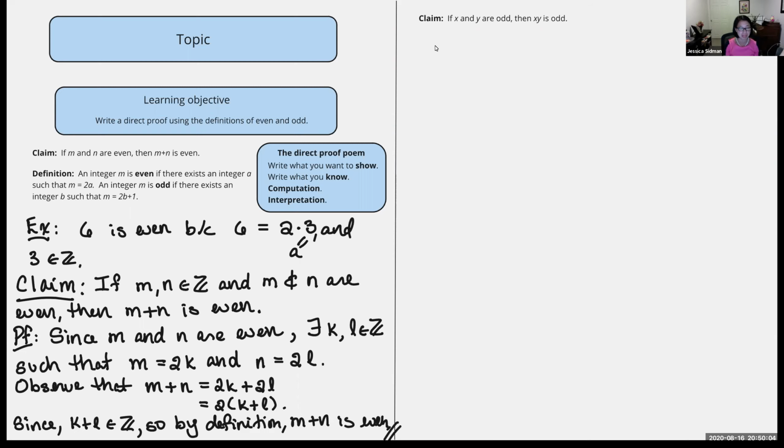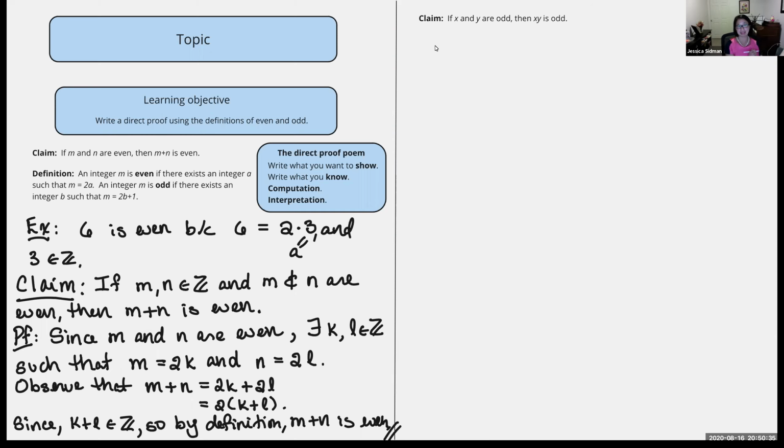Okay, so what I have here is a proof that says, since M and N are even, by definition, essentially, so that's unwritten here but really assumed, there exist integers K and L such that M is 2K and N is 2L. Now I do my computation, observe that M plus N is equal to 2K plus 2L, one more line of algebra, and now I have a quantity that reads 2 times K plus L.